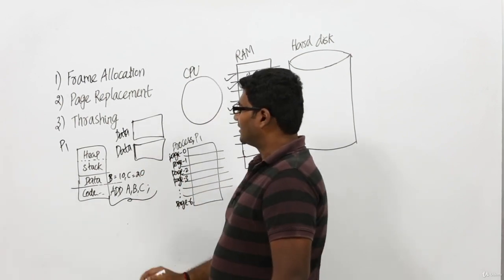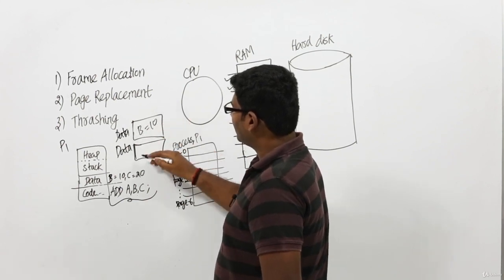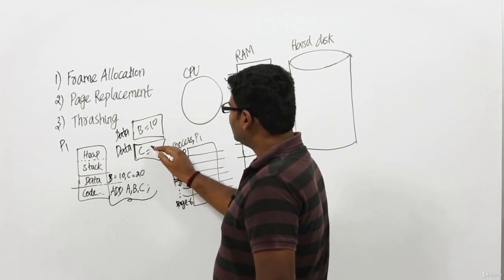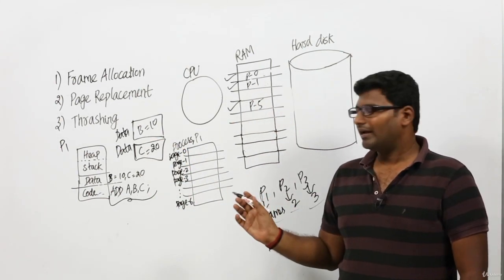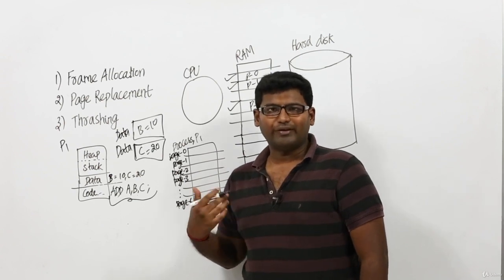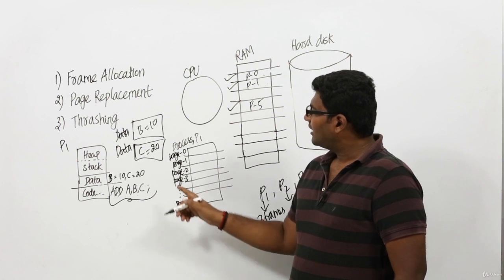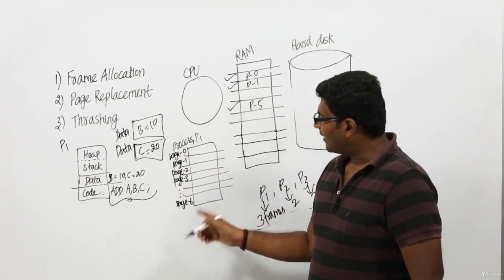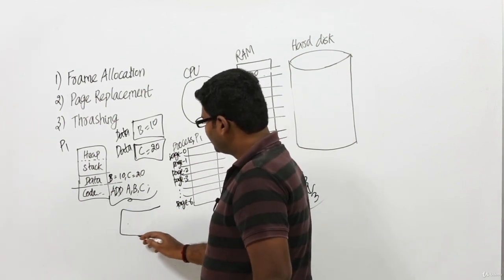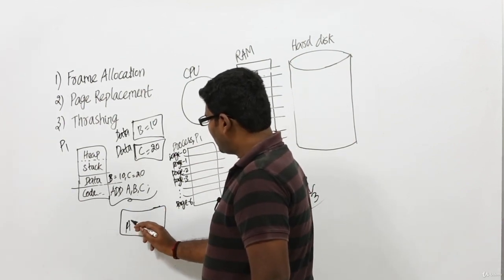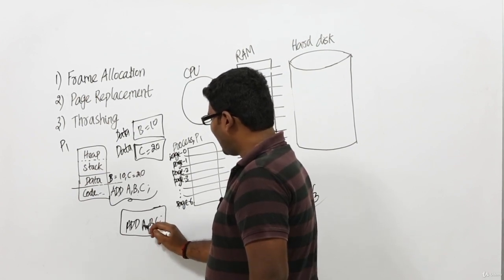Data means the values of variables. Let us assume the value of B, B equal to 10, has gone to this page, and the value of C has gone to this page. This page will also have some more variables, which I am not indicating here. Similarly, this page will also have more variables. So the value of B is present in one page, and the value of C is present in another page. Let us assume the code segment is present in one more page. In this page I have the code add A, B, C, which means I have the instruction.